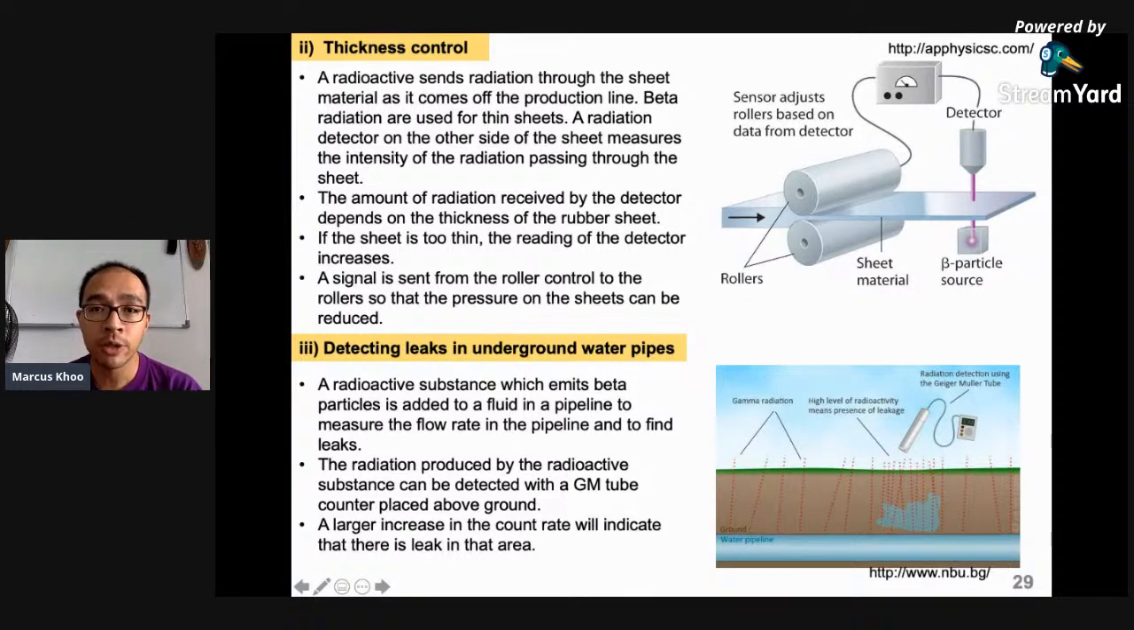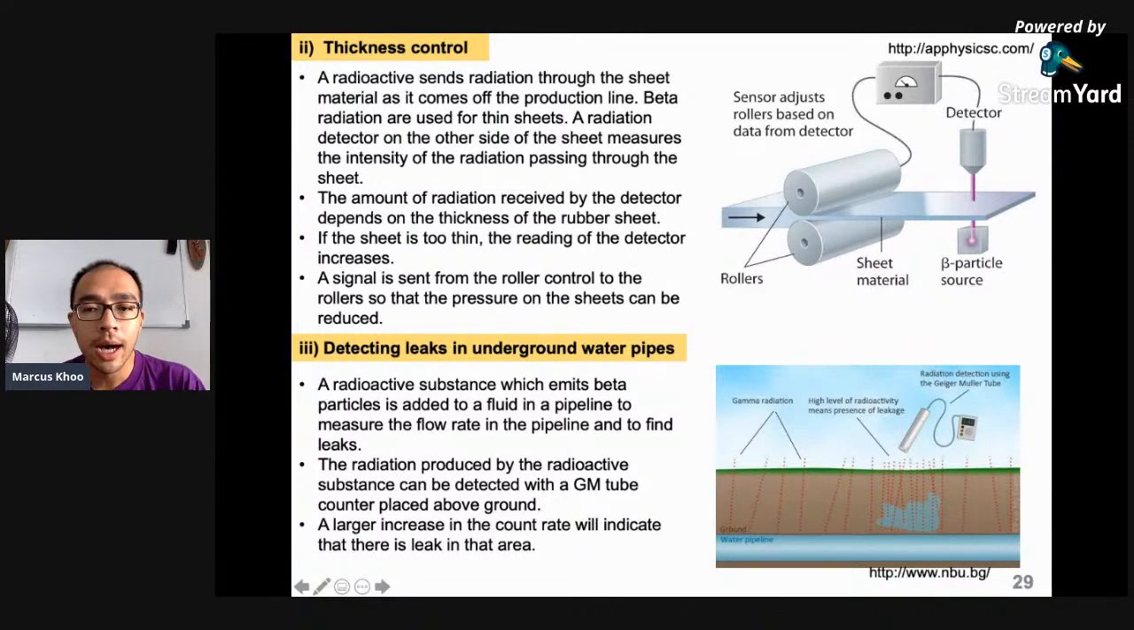Now, this one we're talking about is a rubber sheet, but actually it also works for aluminium. It also works for detecting the thickness of paper sheet. And that's how we can differentiate between 70 gram and 80 gram paper. Of course, if we hold it, we can feel it. But that's only one piece of paper. Imagine if you have to do one whole ream. So that's how radioactive material is useful for us.